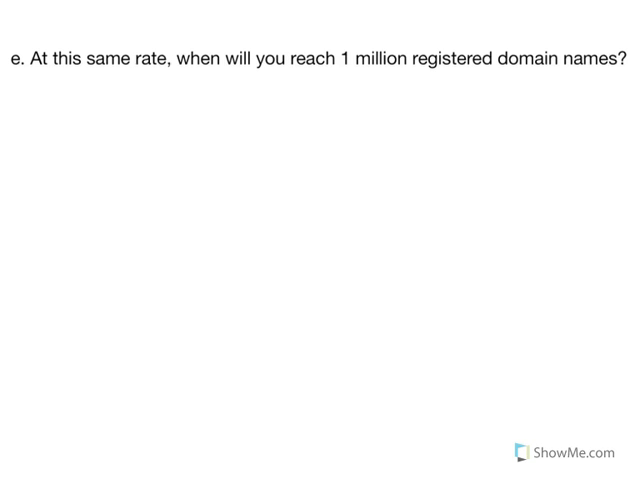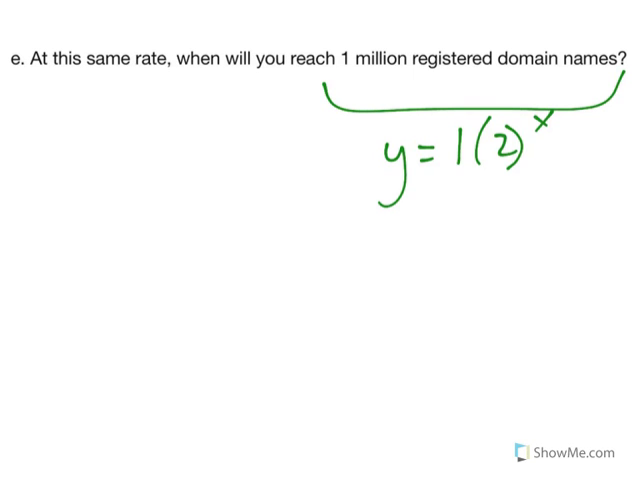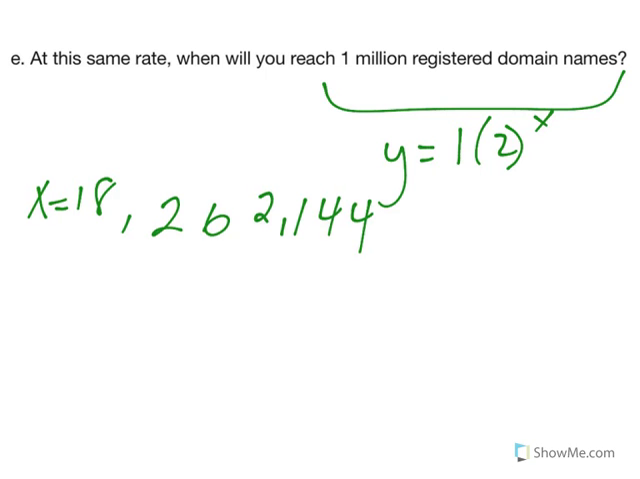So in letter E, when will you reach 1 million registered domain names? So that is just our formula, right? When will we hit 1 million just using our formula? So when I go back, remember when I typed in 18, I ended up with 262,144 domain names. Well, that's too small.